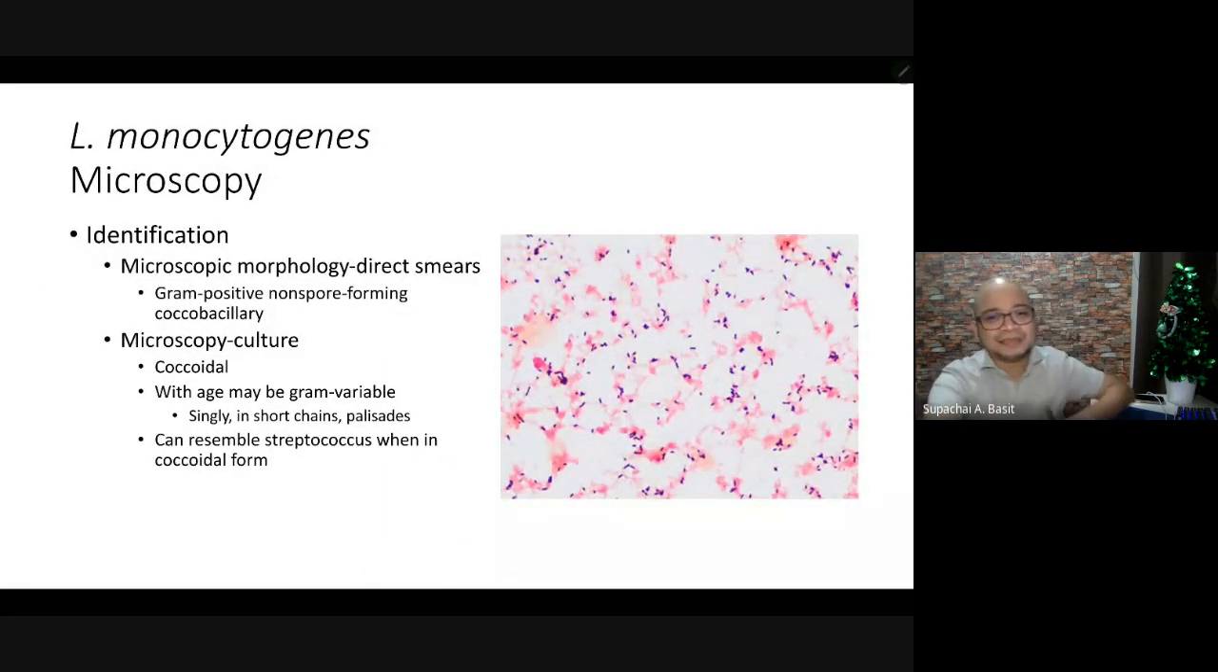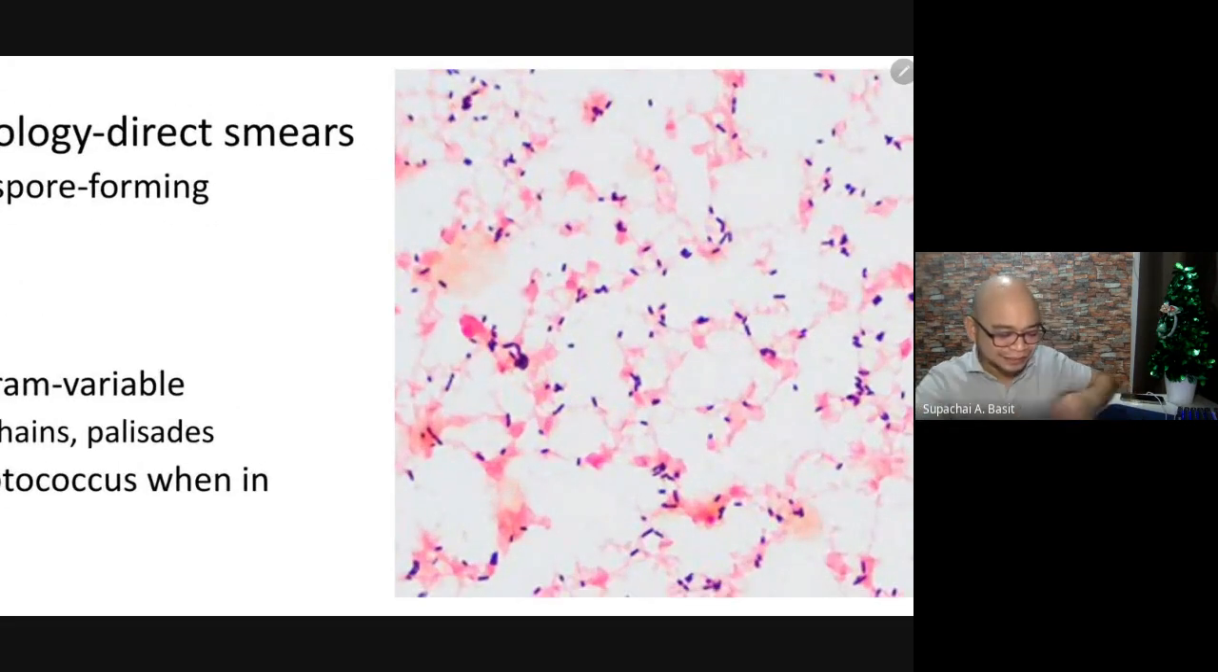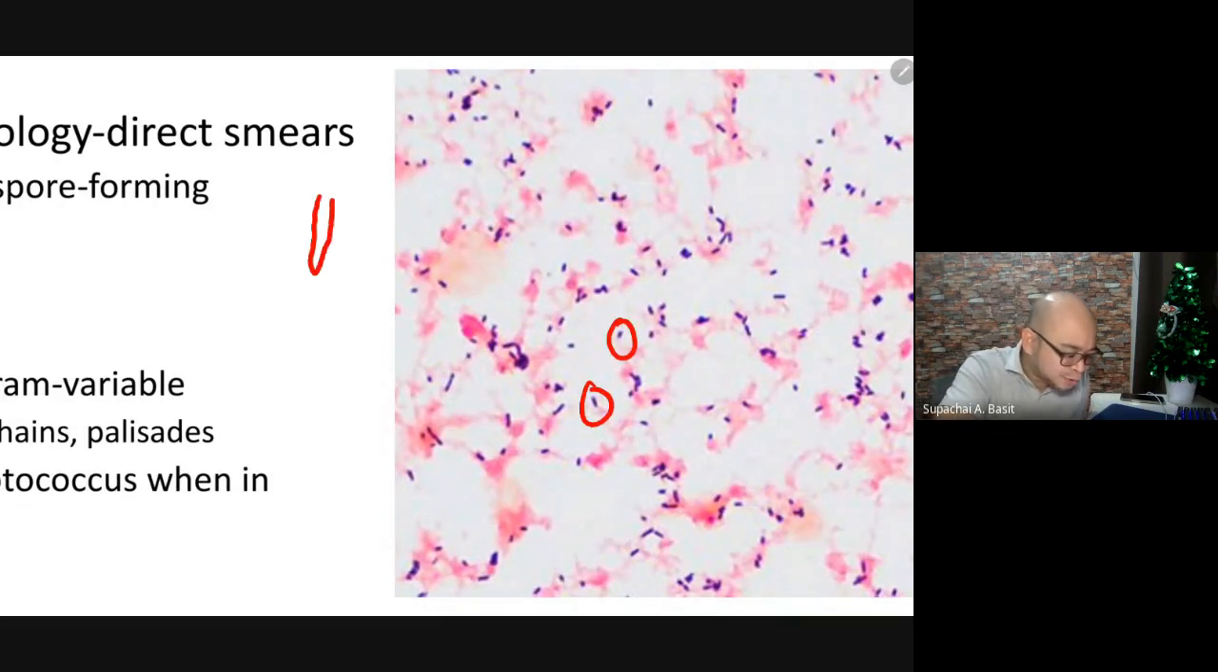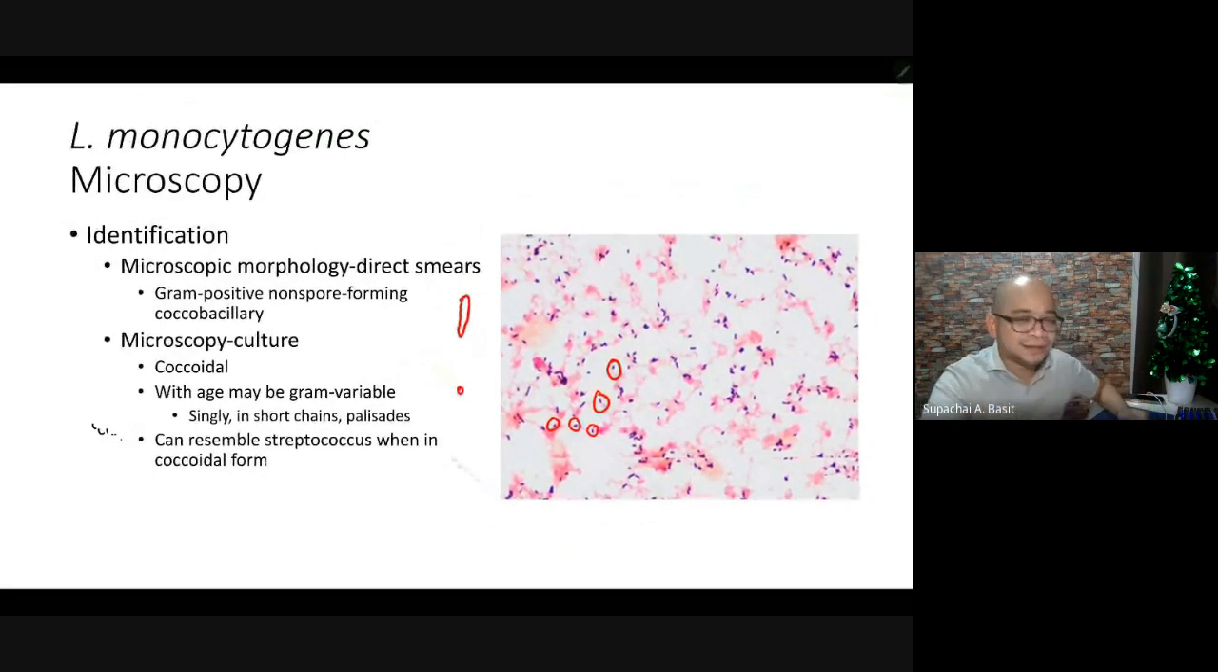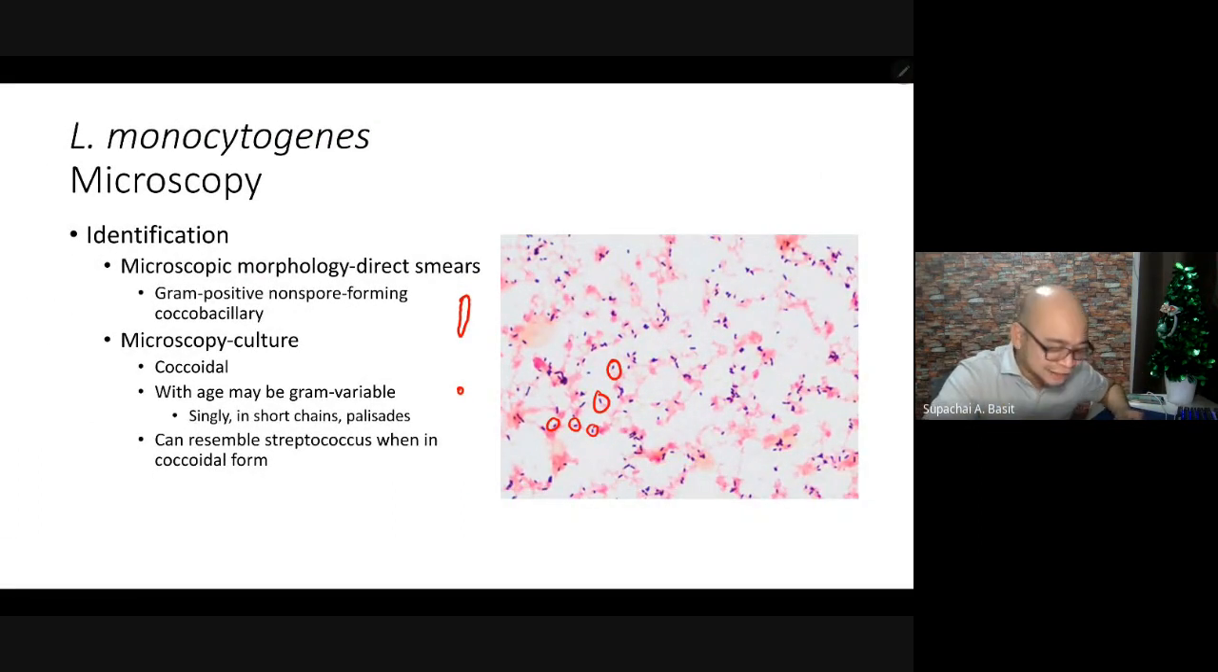Under the microscope, Listeria monocytogenes is characterized by gram-positive, non-spore-forming bacilli. If we enlarge, bacilli are supposed to be like this, cocci are supposed to be like this, but this is somewhere in between. That's the reason why we call them coccobacilli. This is from the direct smear.